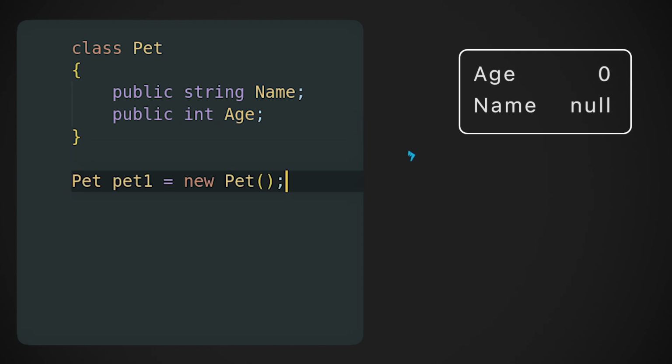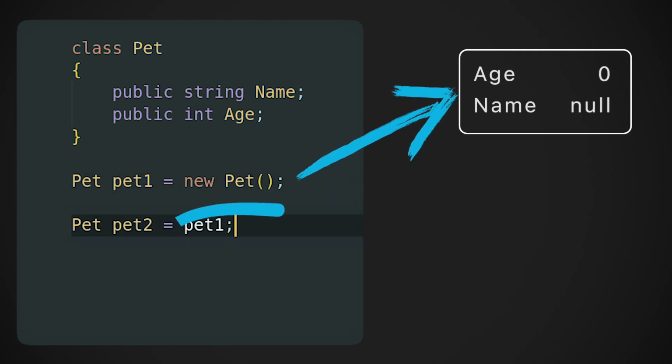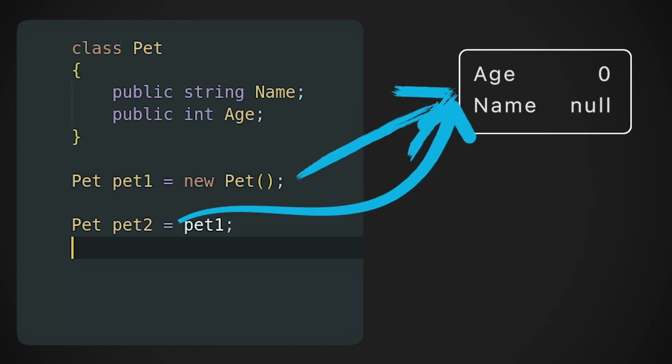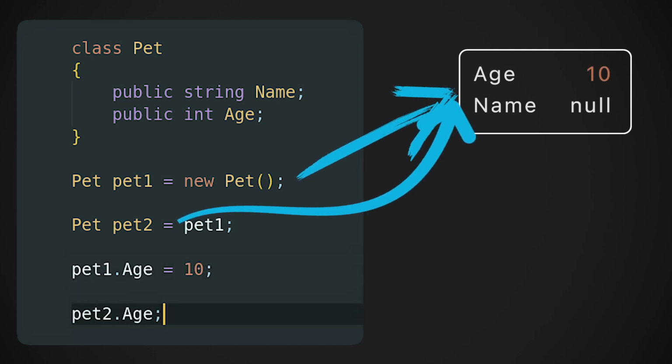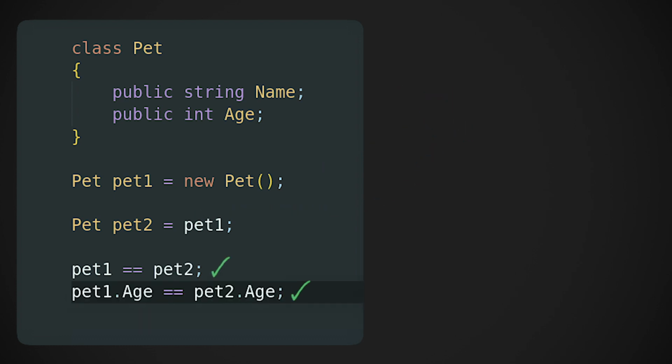Now let's look at reference types in action. If we assign a new instance of pet1 to a variable pet2, they will both look to the same memory, and if pet1 will change the age, pet2 will have the same age immediately. And of course, pet1 equals pet2.